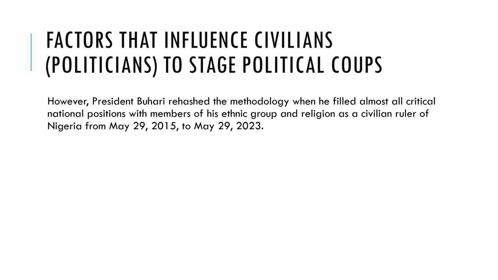However, President Buhari rehashed the methodology when he filled almost all critical national government positions with members of his ethnic group and religion as a civilian ruler of Nigeria from May 29, 2015 to May 29, 2023, thereby tribalizing the country.